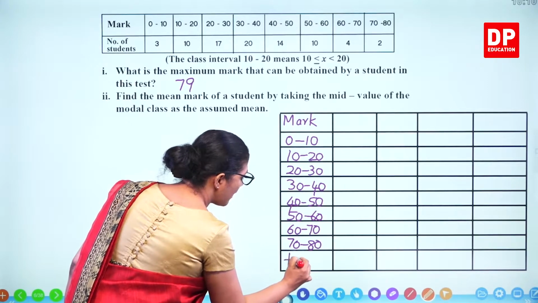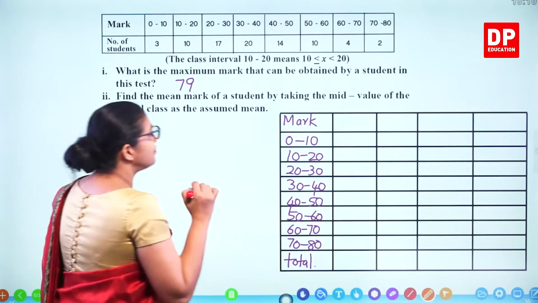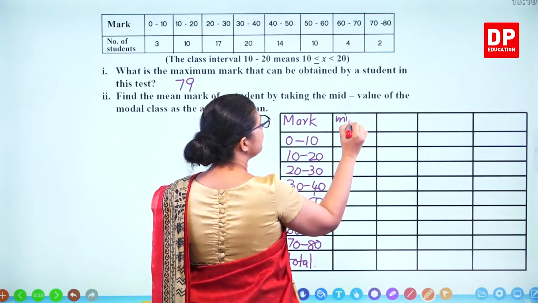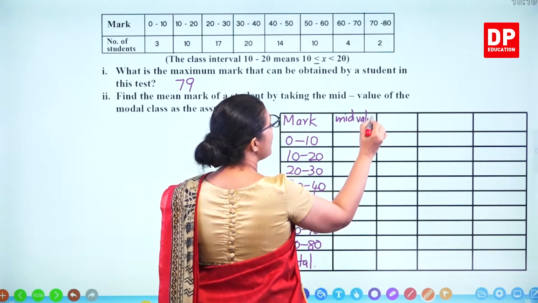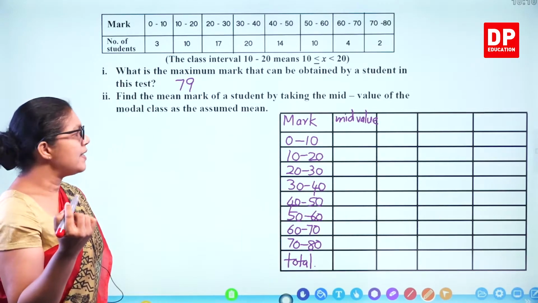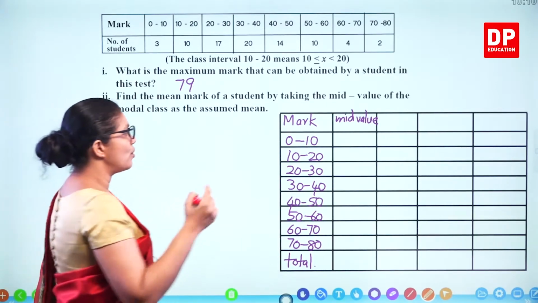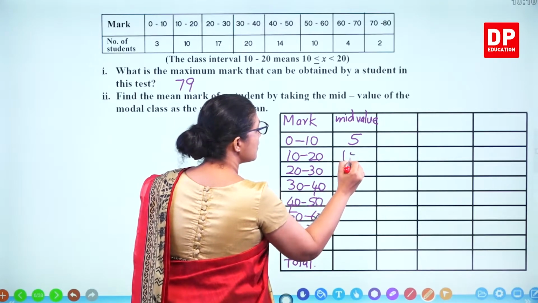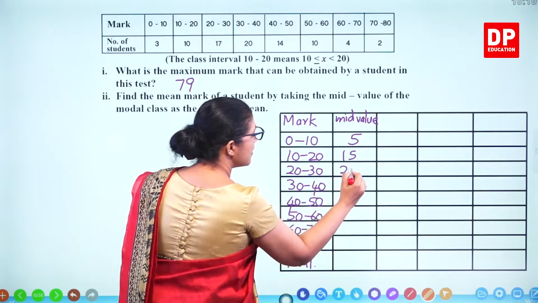And total you can write down. And then mid value we need. How do you find the mid value? If it's boundary or limits, add and divide by 2. 10 divided by 2, 5. 30. So this is adding 10.